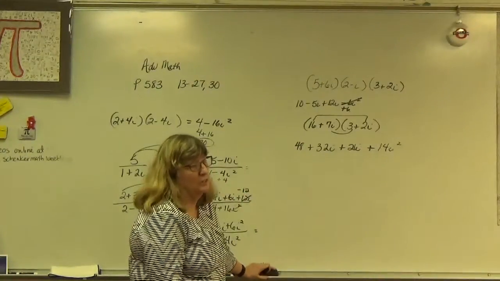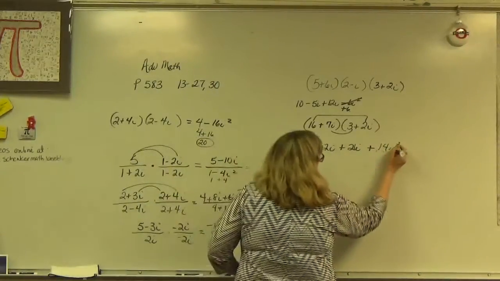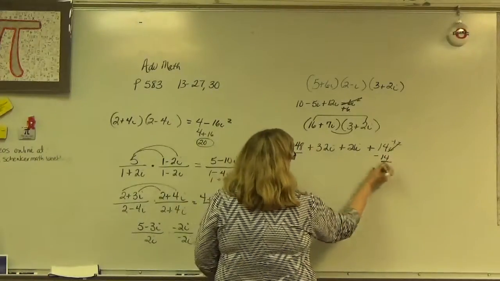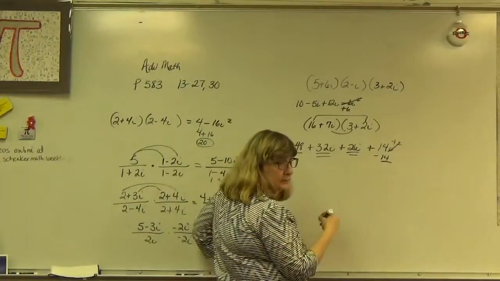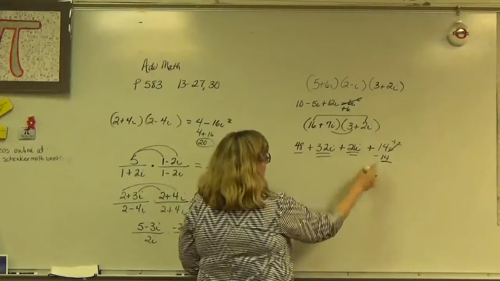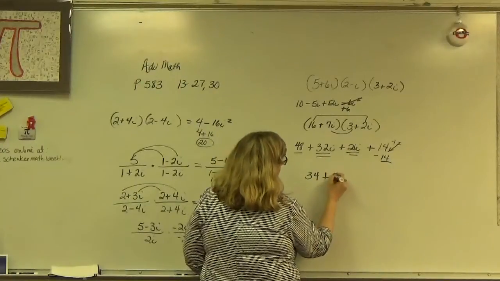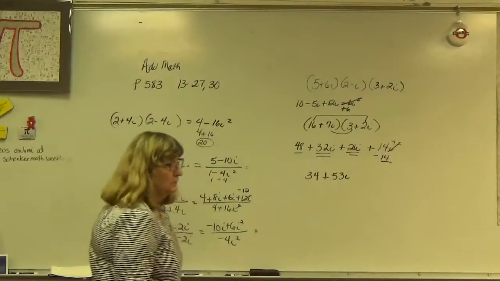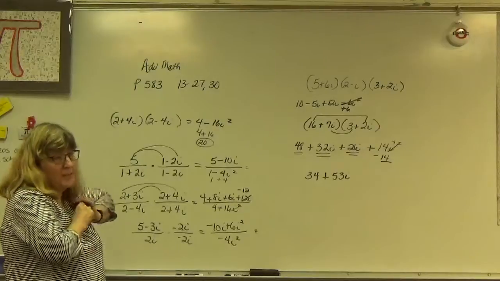Now, Tara, what can you do? You can change the i squared to negative 1, which would change the 14 to a negative 14. And you can combine those, which gives you a number. And that number is 34. And then 32 plus 21 is 53. Those are numbers, like I predicted. So, 13 through 27 and number 30.